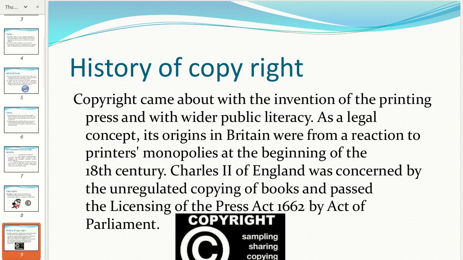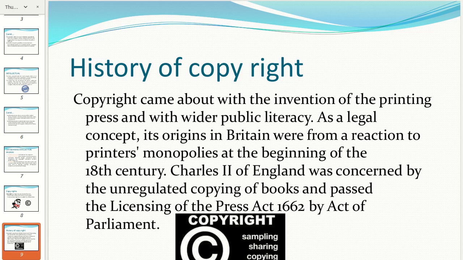What is the history of copyright? Copyright came about with the invention of the printing press, back in the day. As a legal concept, its origins are in Britain, from a reaction to printers' monopolies. There used to be publisher monopolies in England at the beginning of, let's say, the 18th century, so even 200 years ago. The King of England at that time was quite concerned by unregulated copying of books and passed the Licensing of the Press Act in 1662, by an act of parliament. So that is a very brief history of where copyright originated from.